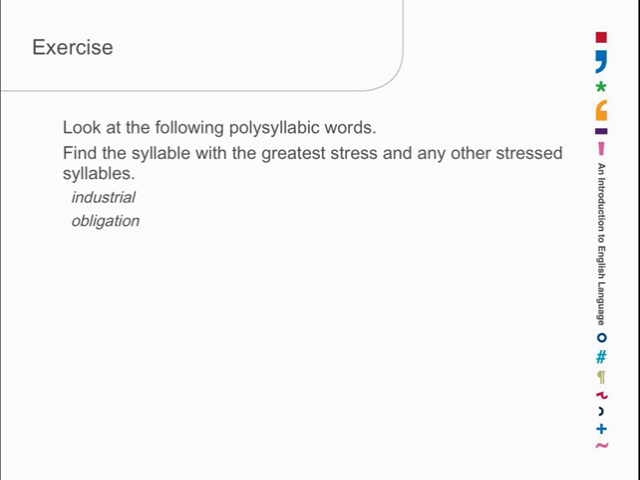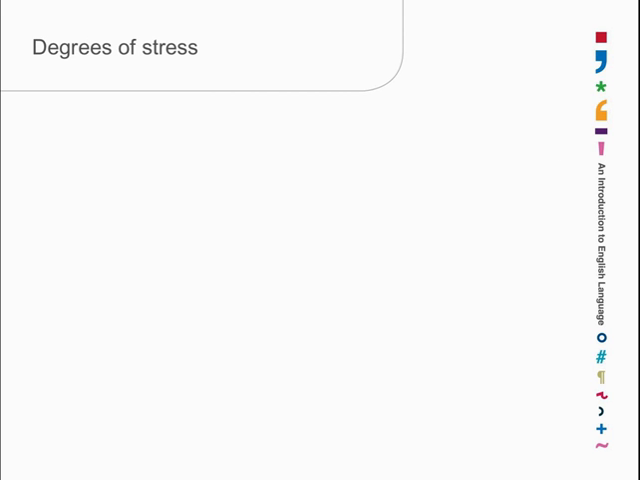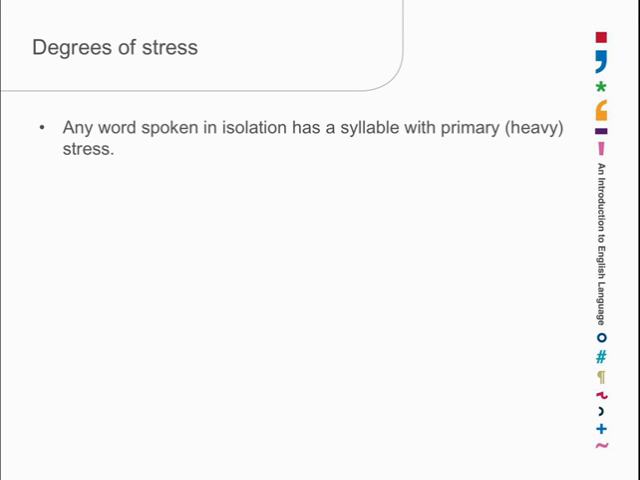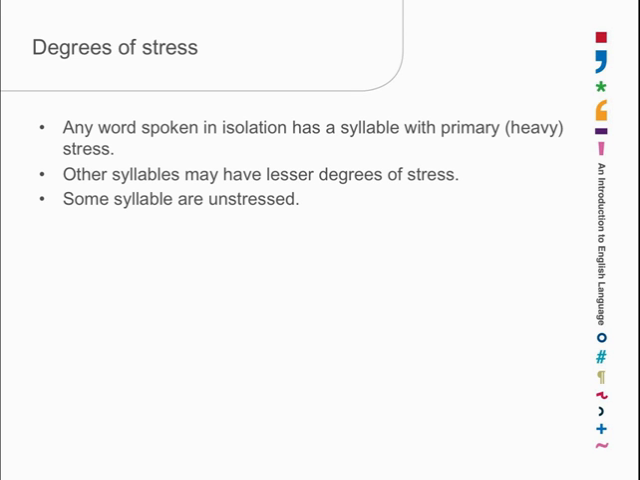What about obligation? Well, there it's gay, obligation. And explanation, it's the aish syllable that's the most prominent. So for every word spoken in isolation, there is one syllable that has the primary stress, that is accented, that we hear as more prominent, and the other syllables have lesser degrees of stress. And there are some syllables that are unstressed. We're only going to recognize 3 degrees of stress.